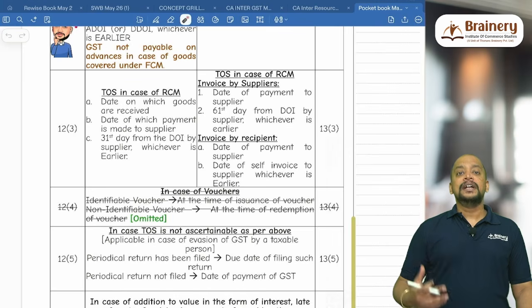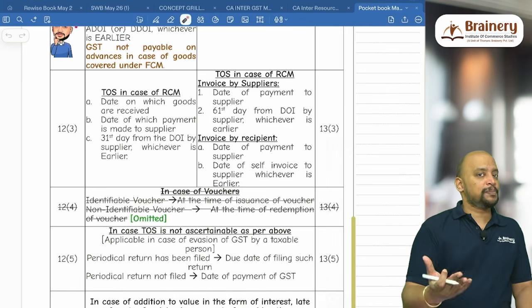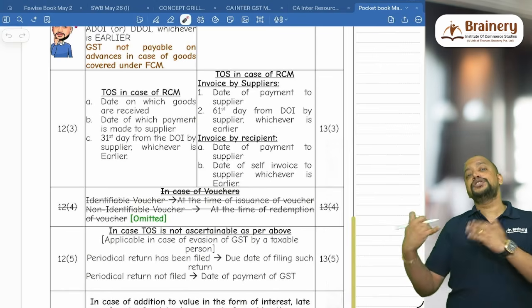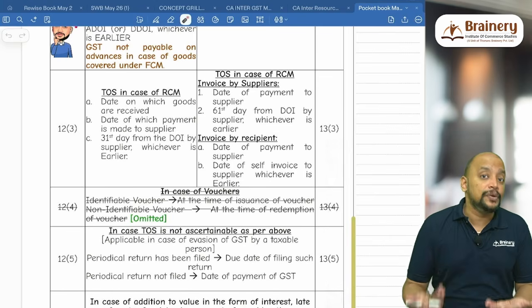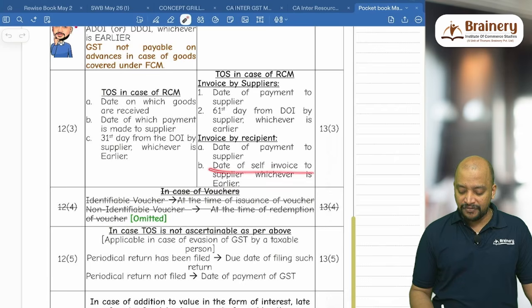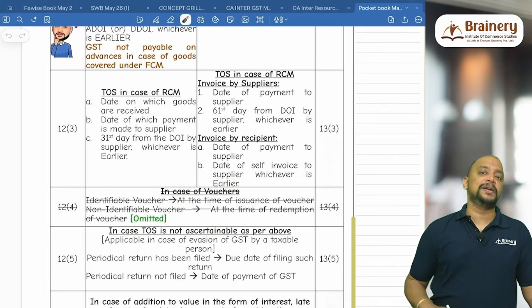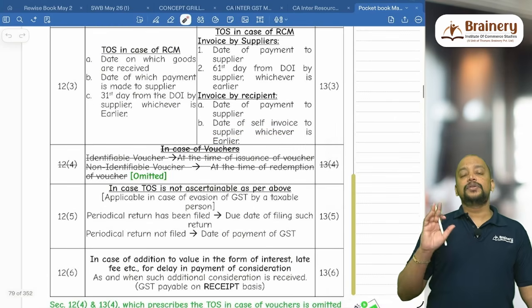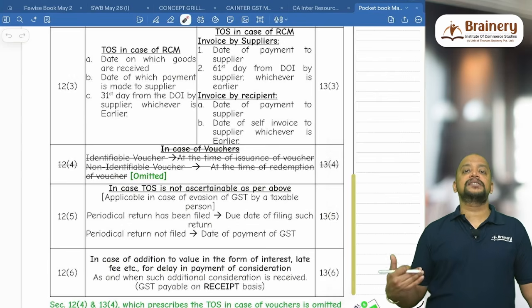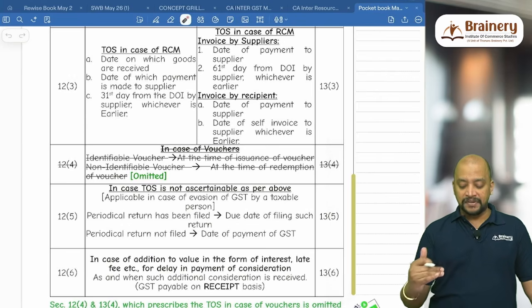Then we need to take the date on which payment is made to the supplier, no change, but instead of the 61st day we need to take the date on which the invoice is issued by the recipient. So not the due date, it is the actual date on which the recipient issues the invoice. Date of self invoice to the supplier, whichever is earlier, will be taken. But here we have this separately, and in case of 12 subsection 3 we don't have a provision like this. Only in case of service RCM they have divided like this.